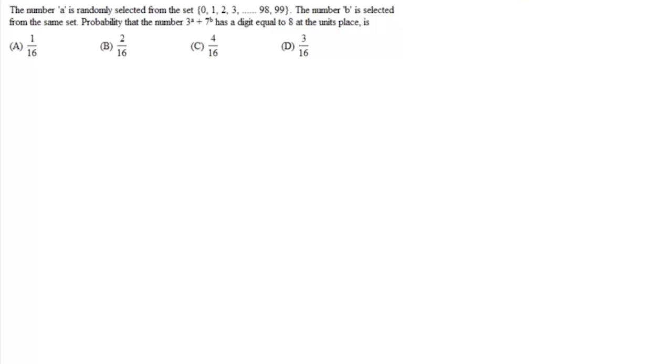Now the question is, a number A is randomly selected from the set from 0 to 99. The number B is selected from the same set.